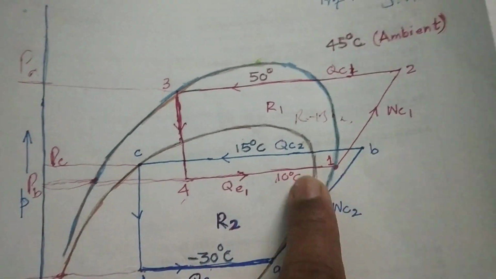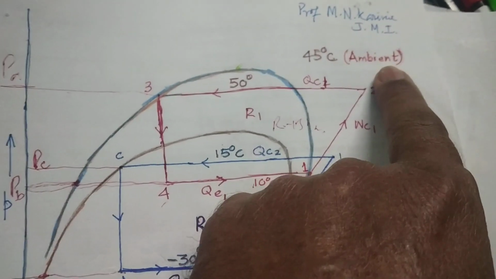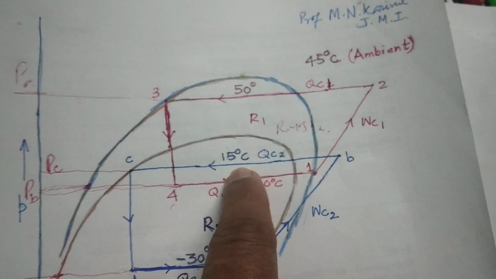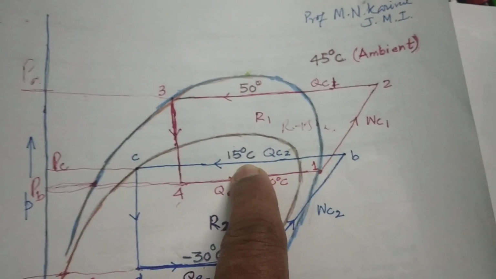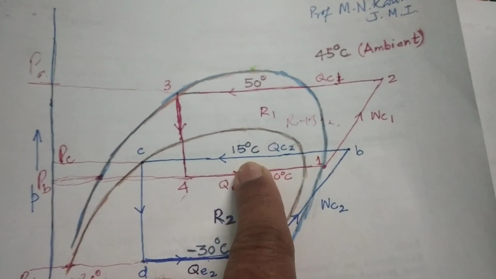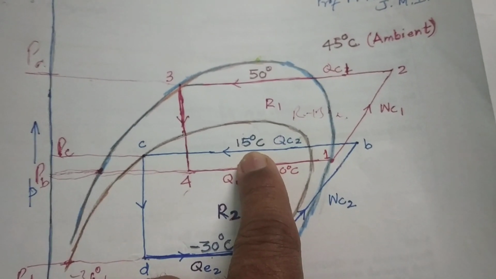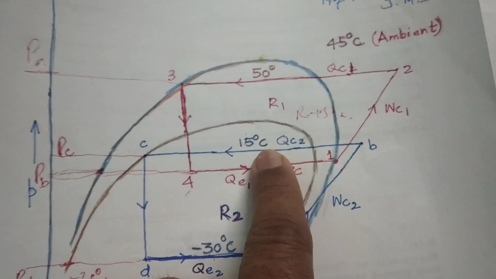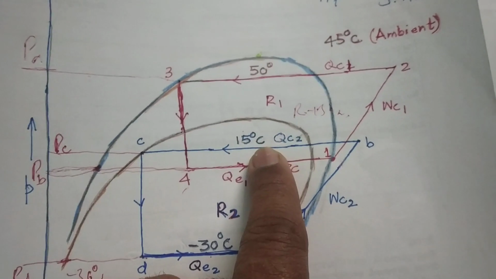So if we take this condenser and send it to an ambient temperature of 40 degrees centigrade, and the maximum it can go is 15 degrees centigrade, can it give away the heat? It will start absorbing heat because the ambient temperature is 45 and this is 15 degrees centigrade. No, it cannot. So this 15 degrees centigrade condenser can reject heat only to some space which is lower than 15 degrees centigrade.